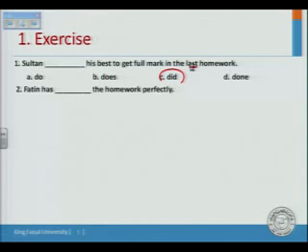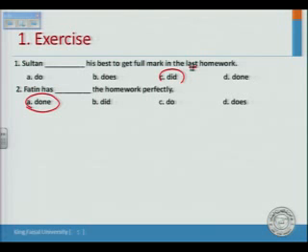As we mentioned before, after has, after have, after had, the verb must be in the perfect form, past participle. So, Fatin has. Let's see the options here. Fatin has done.